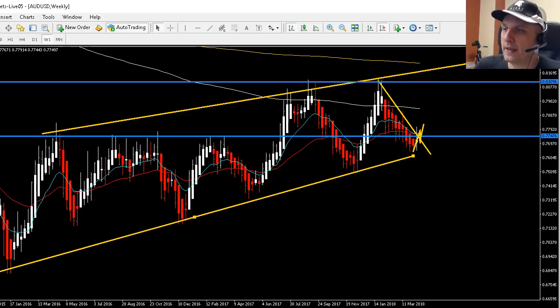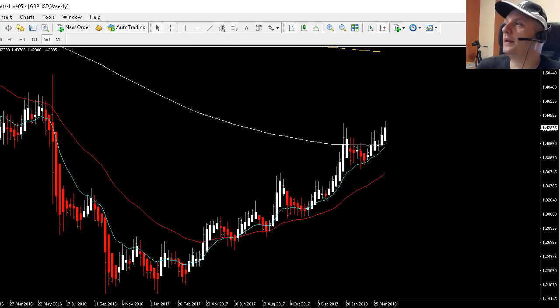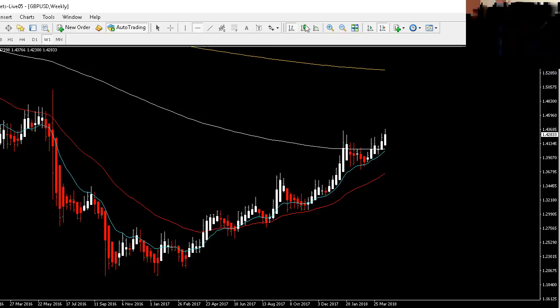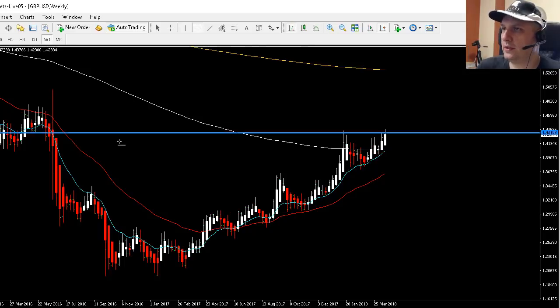And then one other pair, this is a major, GBP US dollar, but this did already or is trending for a while, and you can see on the weekly chart that we have, one second, major support here.